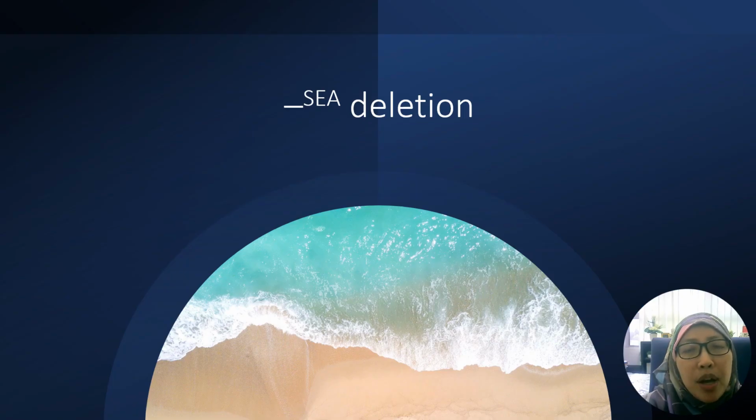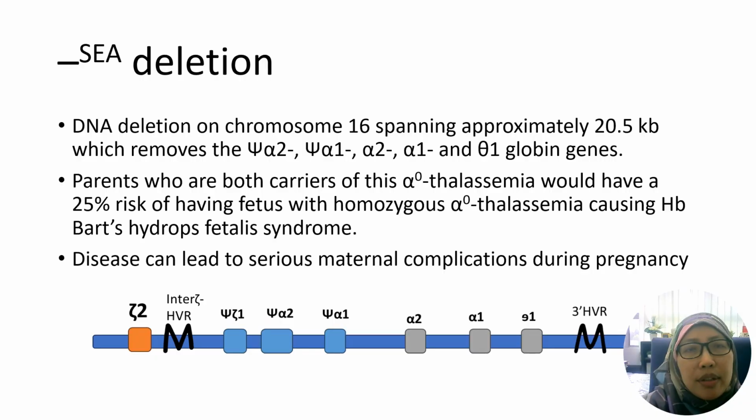Now we go to the Southeast Asia deletion. The Southeast Asian deletion alpha naught thalassemia is the most common and severe form of alpha thalassemia found in Southeast Asia and South China. It results from the DNA deletion on chromosome 16, which removes the pseudo alpha 2, pseudo alpha 1, alpha 2, alpha 1, and zeta 1 globin genes.